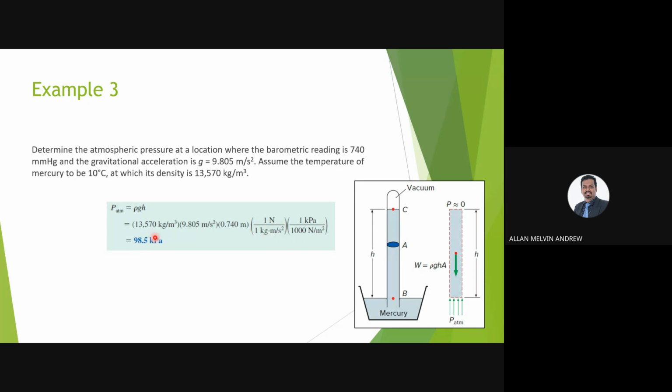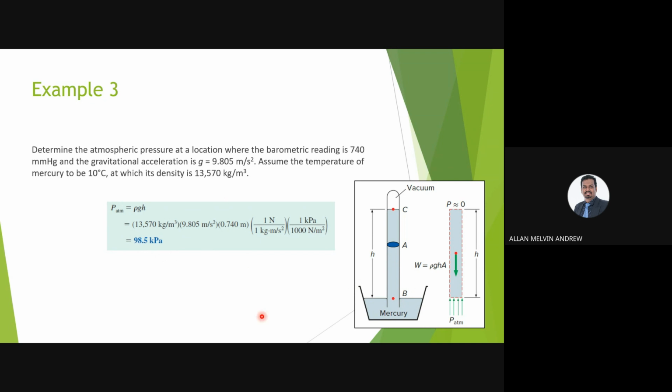Here you can cancel kilogram with kilogram, meter cube with meter. You have a meter here and meter square here, so you can cancel. After you cancel everything, only kilopascal is left. So you can directly take the value, 98.5 kilopascal. So the pressure at point B is 98.5 kilopascal.